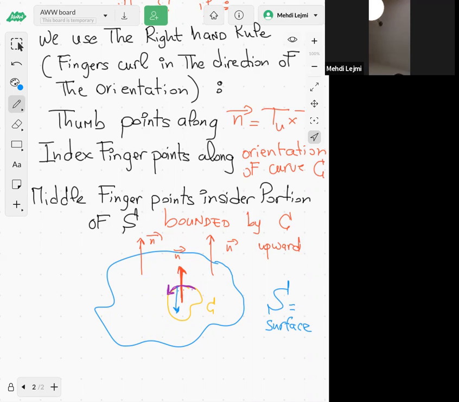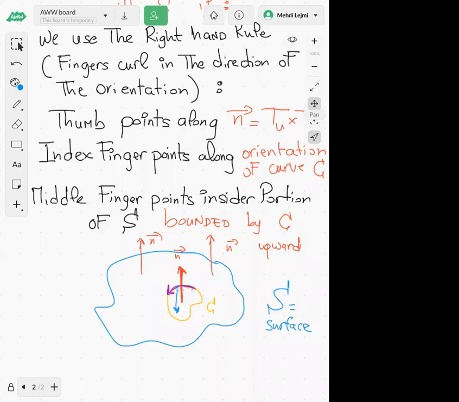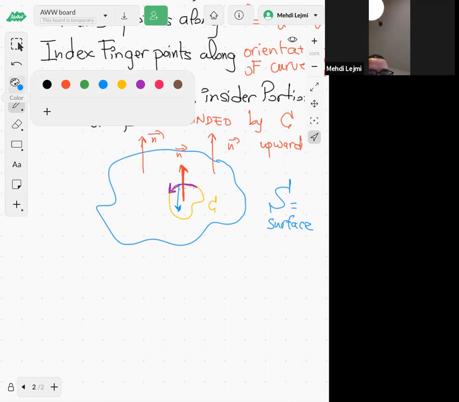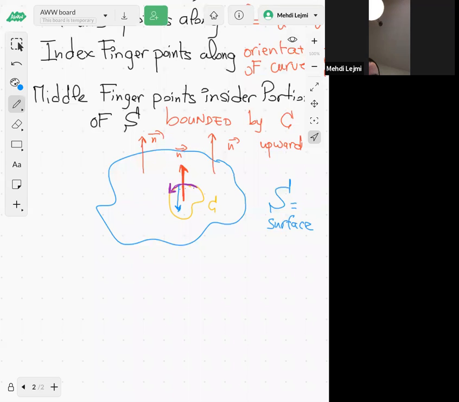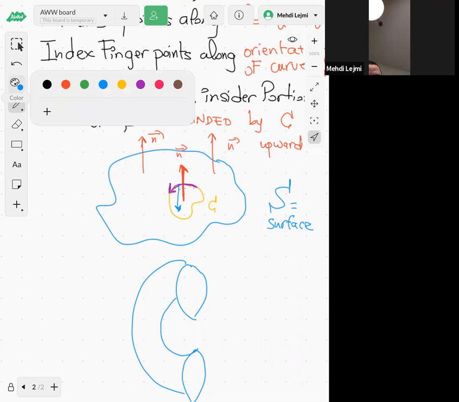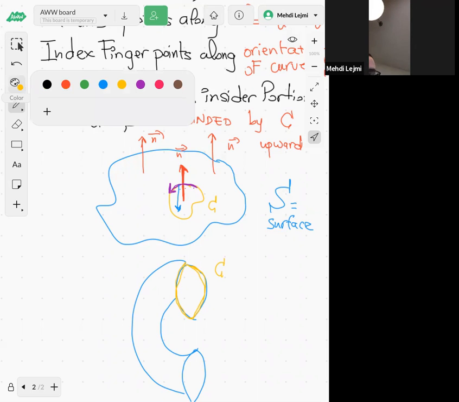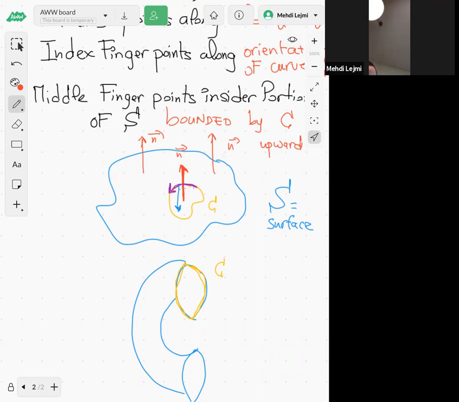Well, that's probably hard to explain, but here's another example. Let's say here's my surface S, and let's say I have this curve. This is my curve C. And let's say my surface S is oriented with an inward normal vector. So let's say this is N.